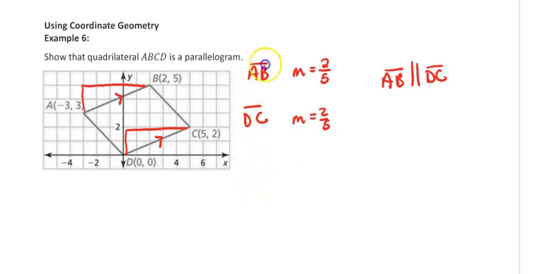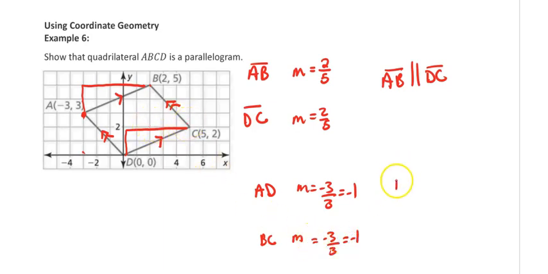Okay, so now if I look at the other pair of opposite sides, I'm hoping that these two are parallel right here. So that's what I'm going to check. So let's check AD. So starting here at A, I go down 3 over 3, which is -1. Now look at BC. Starting at B, I go down 3 over 3, which is -1. So we just showed that AD is parallel to BC.